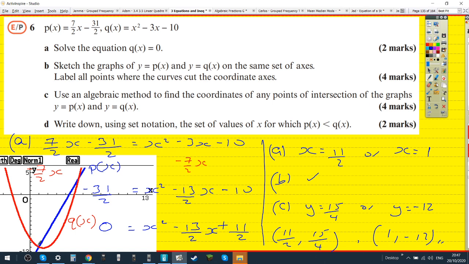Would that be when x is greater than? It depends. Greater than 1? That is when the line is higher up than the curve. We want when the line is less than the curve. So could it be when x is greater than 5.5? It's when x is greater than 5.5 or x is less than 1.